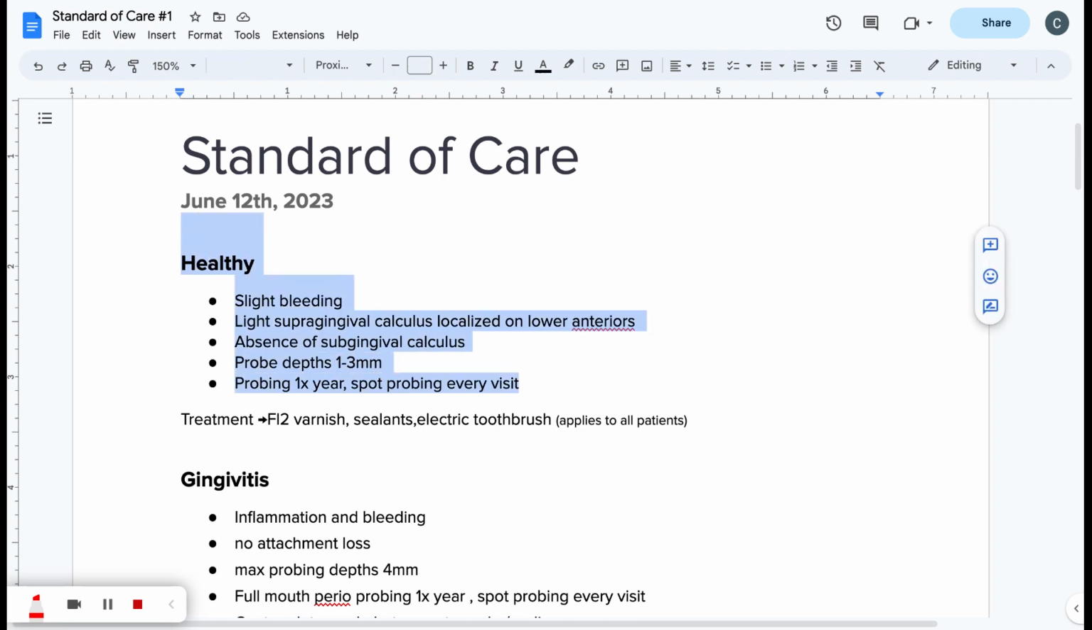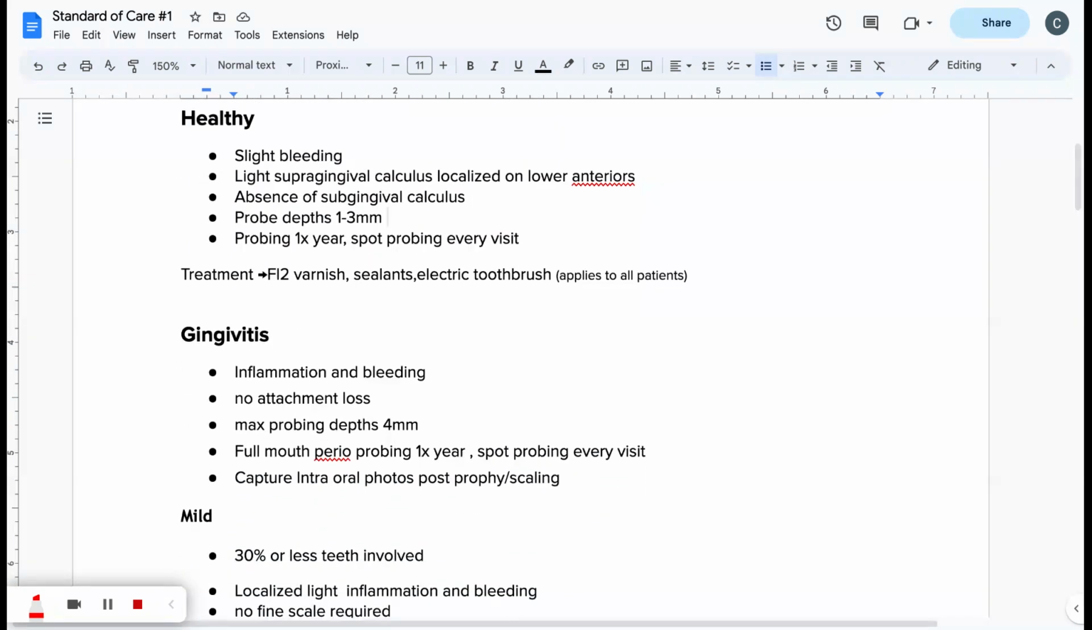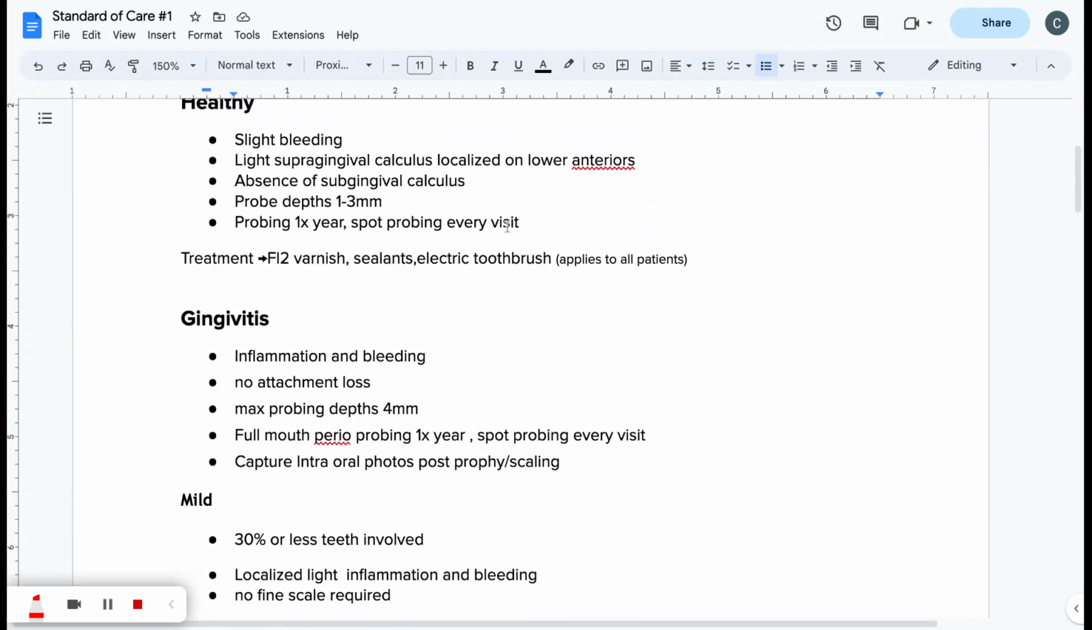This will be a very easy prophy, pretty much self-explanatory. This patient is going to have probe depths of 1 to 3 millimeters. We're going to probe once a year and spot probe on every visit. The treatment recommended is fluoride varnish, sealant, and electric toothbrush. This will be applied to all patients.